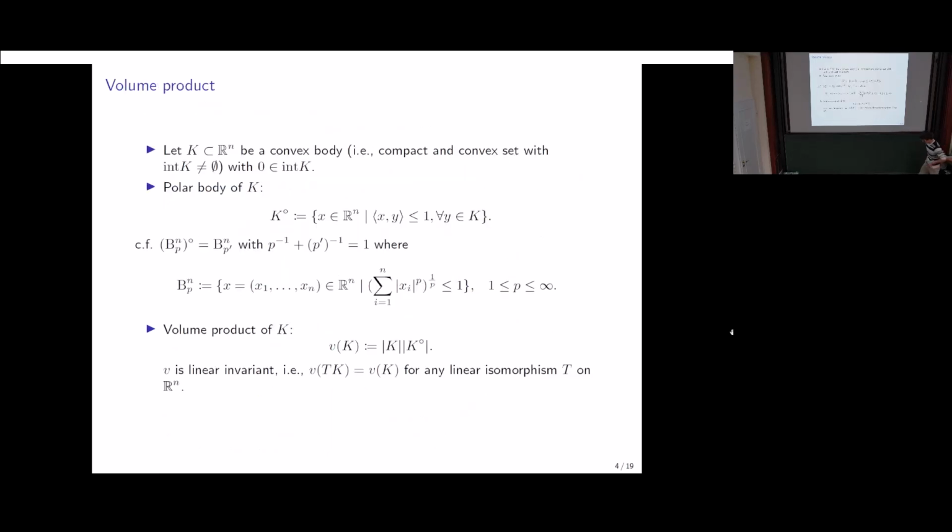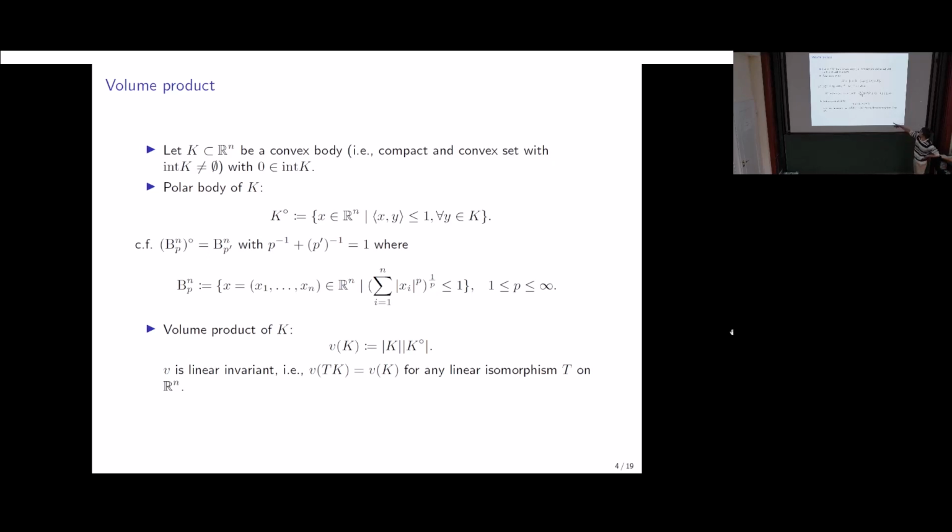Let me explain in more detail. Let K be a convex body, and suppose that the origin is in the interior. Then the polar body K circle is defined by this. For example, if you consider the unit ball of the l^p space, then the polar body is the unit ball of its dual space, in this case l^q.